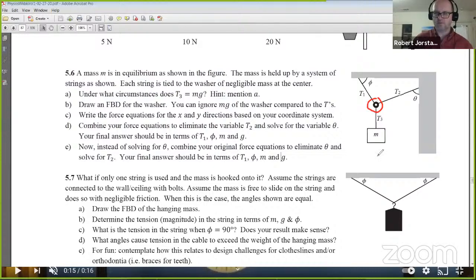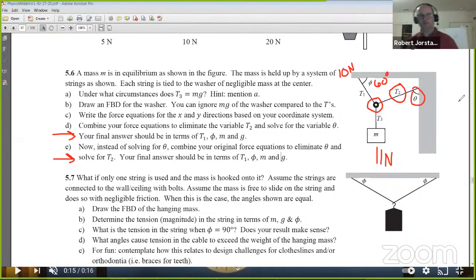We're saying that this one was about 11 newtons. This one up here is about 10 newtons. We saw that this angle was about 60 degrees. And now to make a problem out of this, what we're going to do is we're going to solve for T2 and theta. So we're going to try and figure out what this and that are. And then you could check it with real life in the videos. Okay. So that is what we are trying to get at here. So that is our goal. Next.